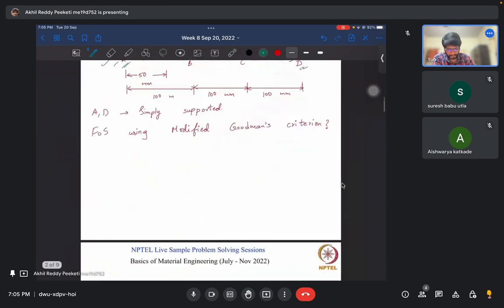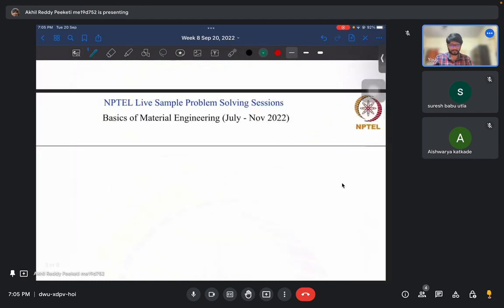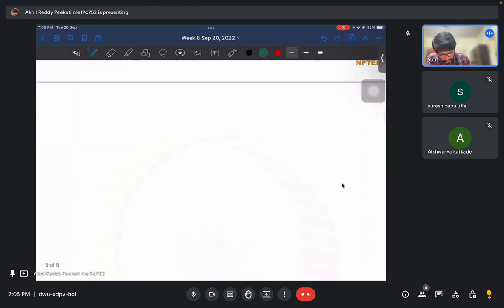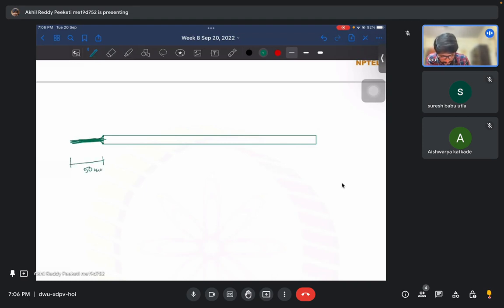So I'm drawing the shaft as a single line only. So this is our step. This dimension is given as 50 mm, and one force here and one force here. This gap is given as 100 mm, and this gap is also 100 mm, and this gap as 100 mm.